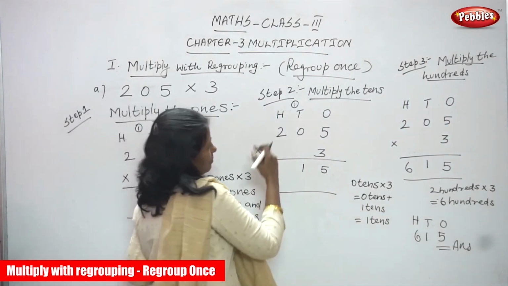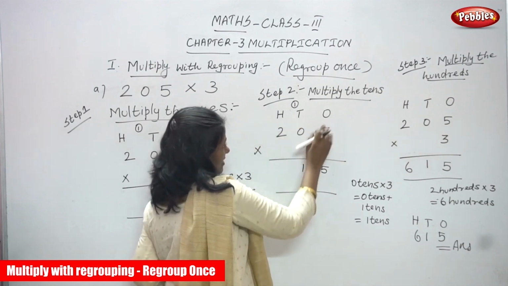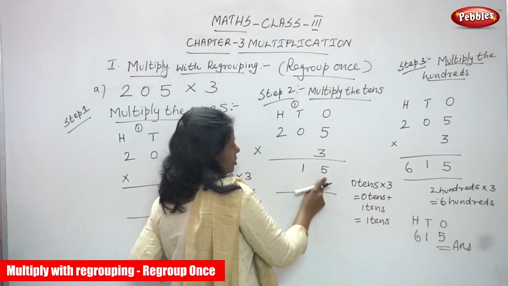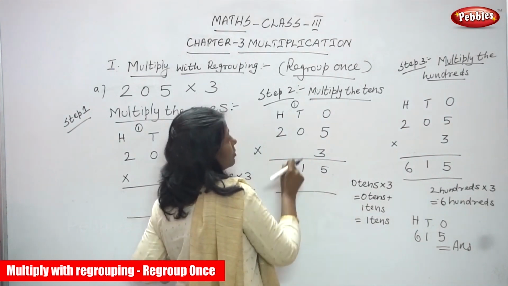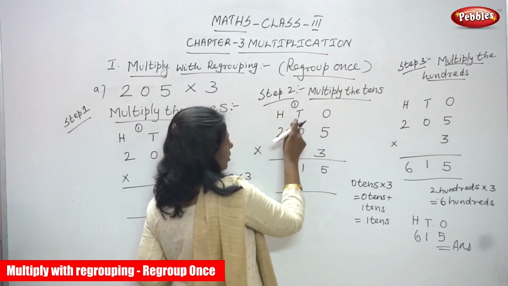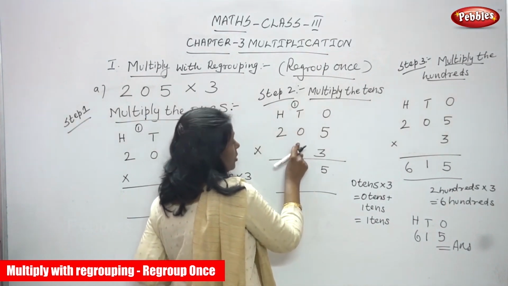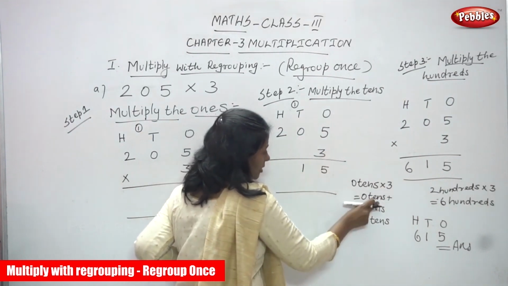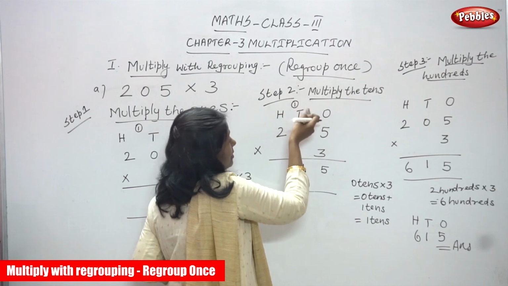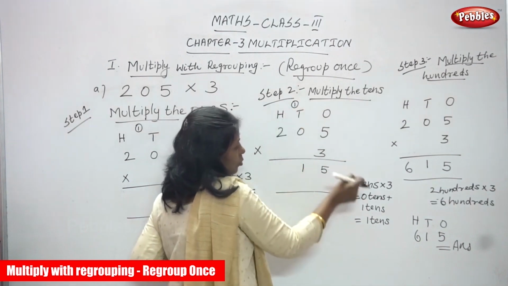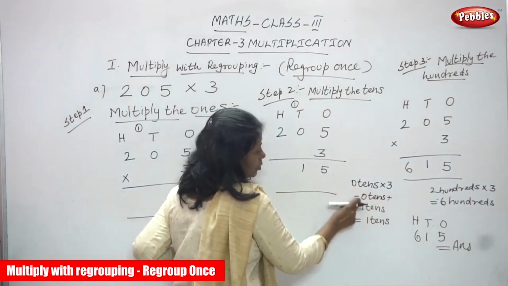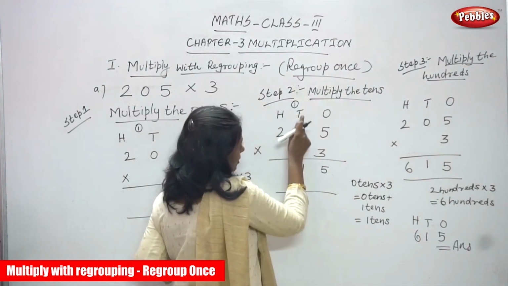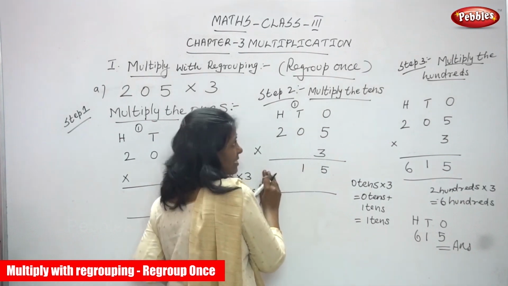Now step 2, multiply the tens. You must write according to the place value. So the 5 ones you write as it is. Then you have to multiply the tens. What is the number in the tens place? That is 0. So 0 tens multiplied by 3 gives 0 tens only. The carryover is 1 tens also here. So 0 tens plus 1 tens, you get 1 tens. That means you write the 1 tens in the tens place value. So step 2 is over.